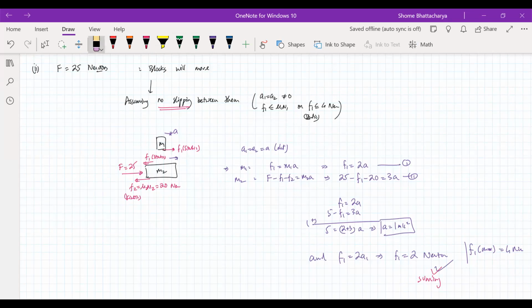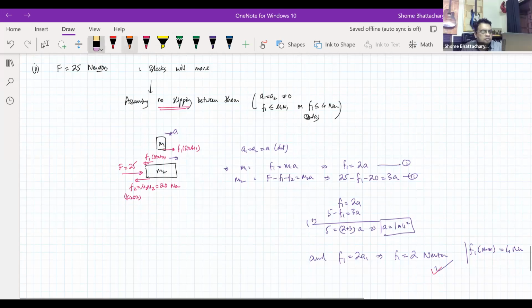So this is showing us that our assumption is right, and in this case F1 will be only 2 newtons, and A1 will be equal to A2, which will be 1 meter per second square.